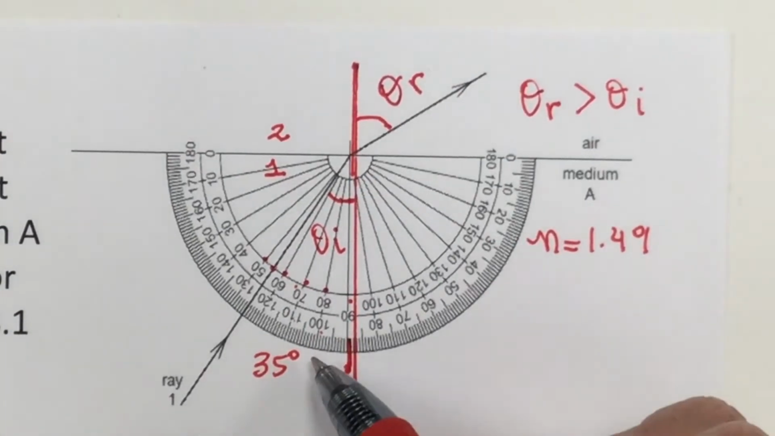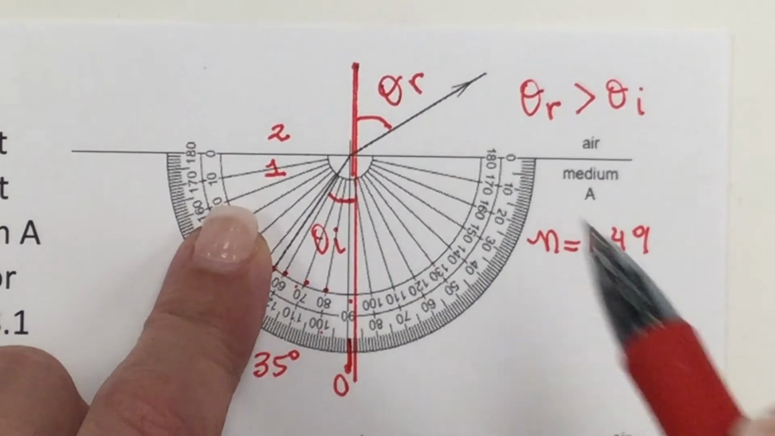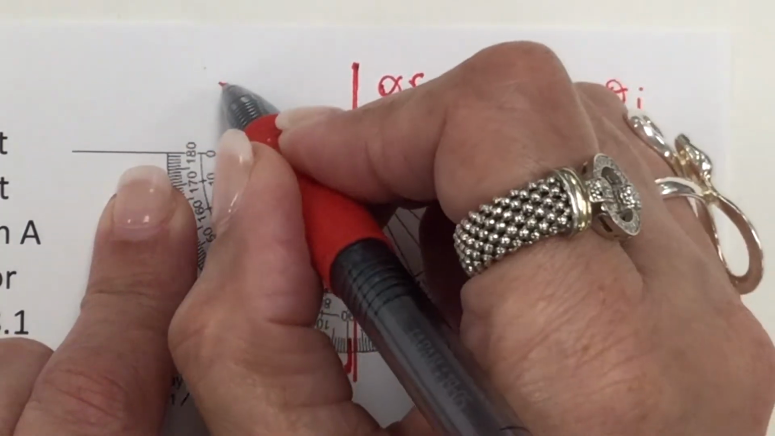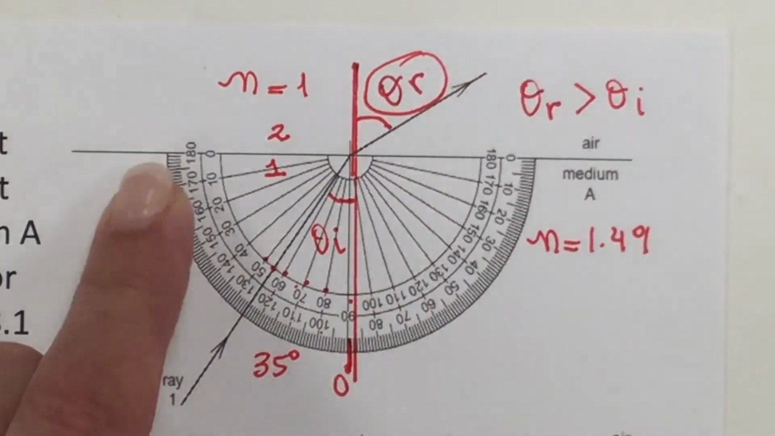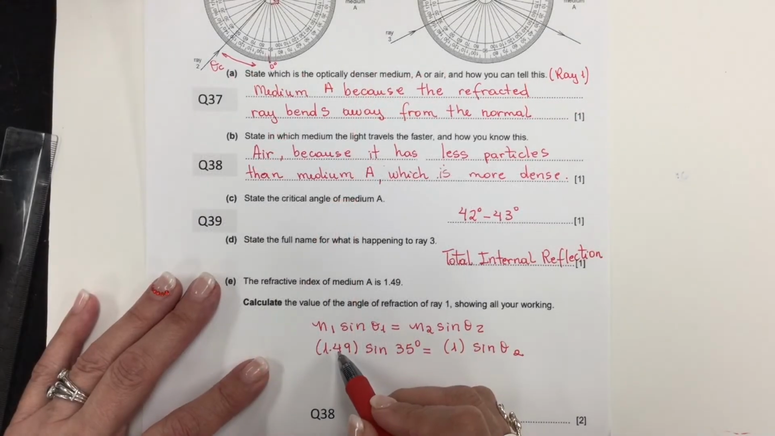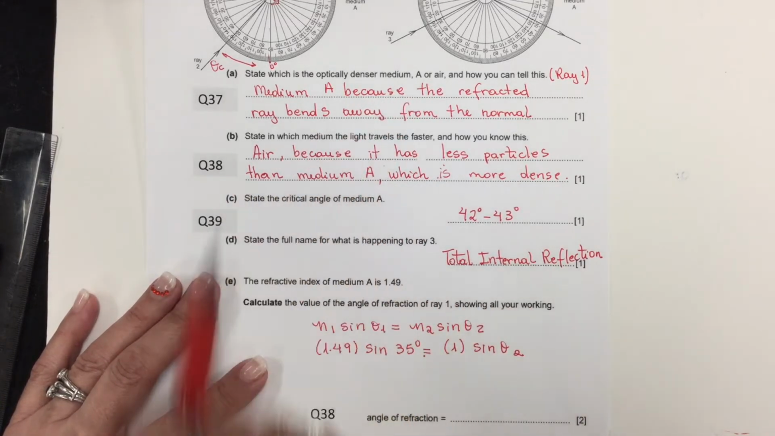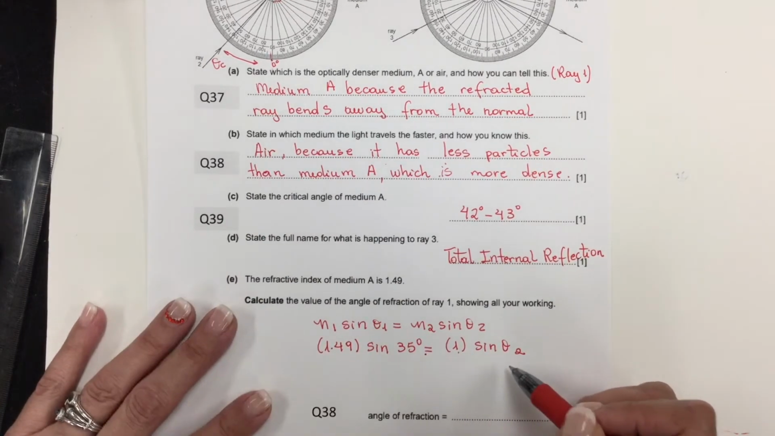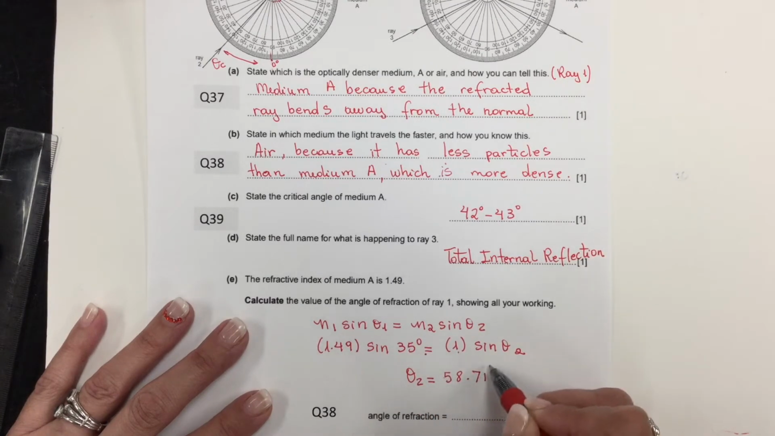So what do we have here? We have the incident angle. We have the index of refraction of the first medium. We have the index of refraction of the second medium, which is the air. And we are looking for this angle right here. So that's the case for Snell's law. Medium 1 is medium A, 1.49, sine of 35, that's by reading the protractor here, equals 1 times sine of the refracted angle. So after your calculation, your angle is 58.71, and you can round to 59, should be fine.